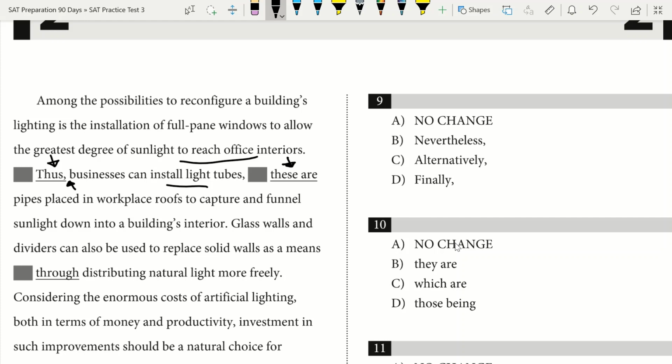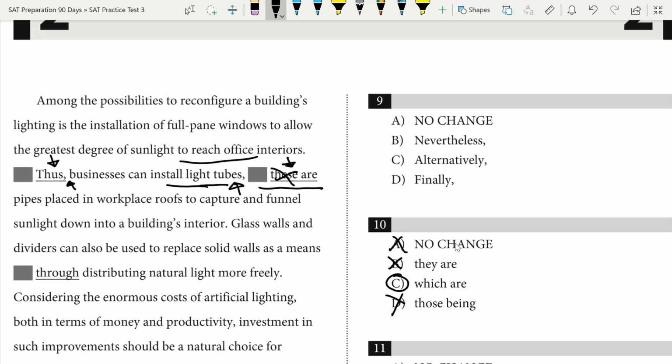So we have businesses can install light tubes, and then this is going to be which are pipes. Right? If we're going to use a comma to describe the light tubes afterwards, we're going to have to say which. We wouldn't say these, right? Because in this case, we're describing what the light tubes are, which are pipes placed in workplace roofs. So we are going to use which there, right? Anytime that we have a comma, and then we're going to explain what something is, we will use which, or if it was a time, we would use when, right? So our answer there is going to be C, which are pipes placed in workplace roofs to capture and funnel sunlight down to a building's interior.